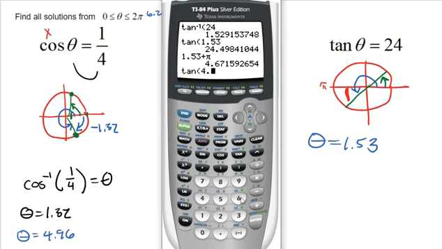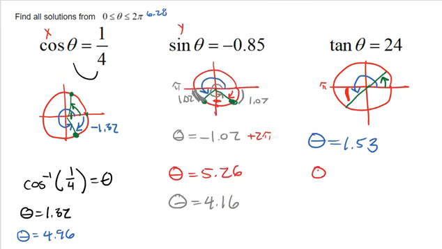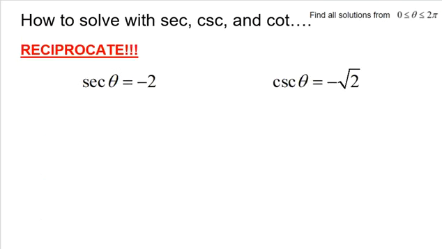Real quick, it doesn't take any time to just briefly check. Yep, pretty darn close. Not exact because of rounding, but pretty close to 24. So my second answer is 4.67. All right, so notice that if you have a sine, a cosine, or tangent problem, the thought process is a little different. So that's why you really, really, really need to understand what you're doing and use that calculator properly.